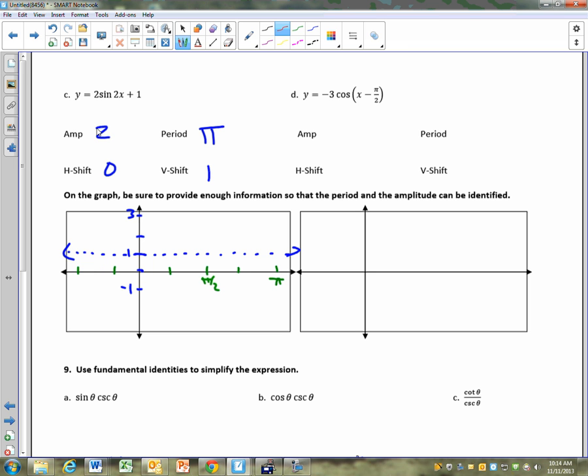Do I start at the min-max or at the center? Center? Do I go up or down? Up, because it's positive. And so there we have it. That's it.